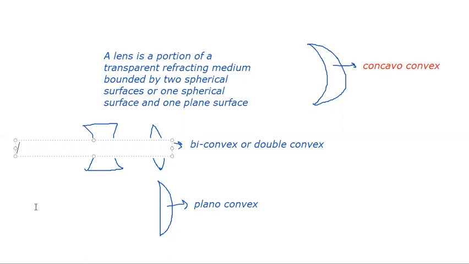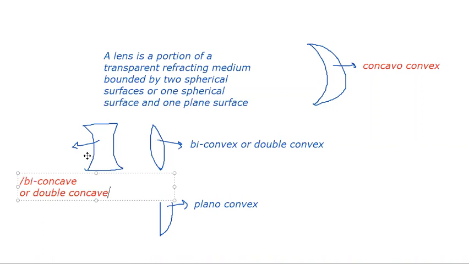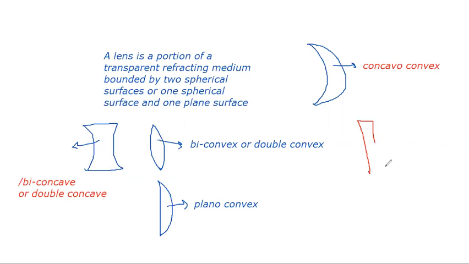a biconcave or double concave lens. Both the sides are concave. This is biconcave or double concave. Similarly, you can have one part like this and the other part like this. So this is plano concave.